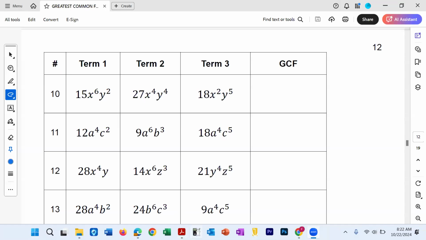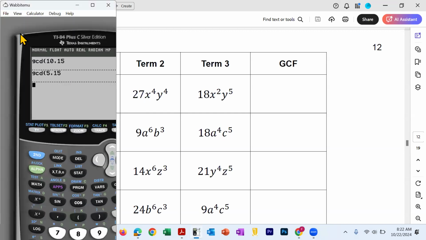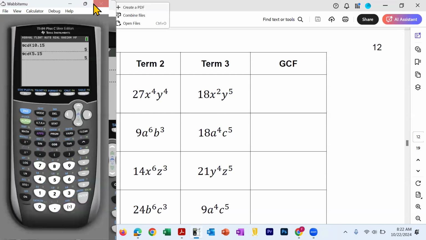All right, so let's start with number 10. First, I see I got 15, 27, and 18. Definitely, if you know the times tables and you know what it goes into, then just do that, right? But in case you don't, I just want to go through with the calculator, at least for 2 examples on how we find the GCF using the calculator, okay? 15, 27, and 18. So let me just get that pulled up. And let me get my detached screen.